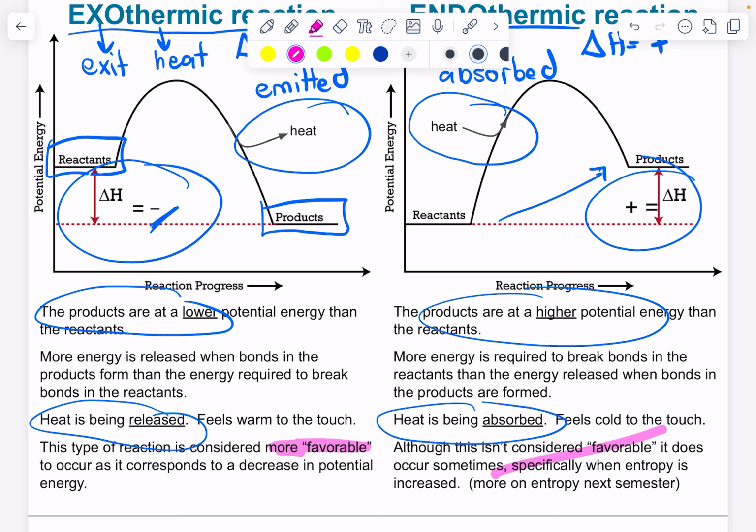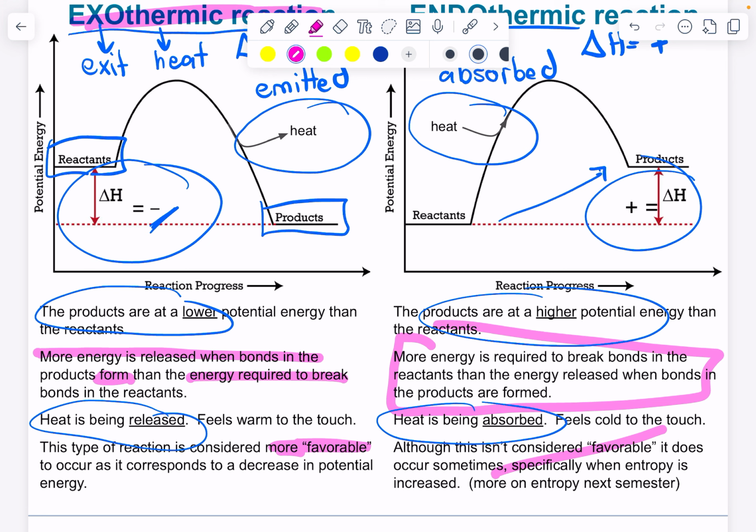And then finally, when we talk about the products being at a lower potential energy, so we're talking about exothermic reactions here, what we mean by that is that the energy that's required to break the bonds is overcome, or there's more energy that's released when the bonds form. So the bonds that form and release energy in the products is more than the energy that's required to break those bonds in the reactants. And then the reverse in the case of an endothermic reaction.